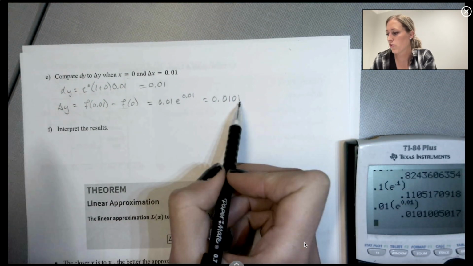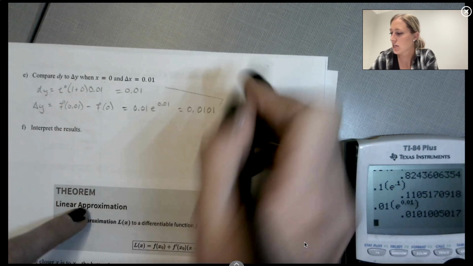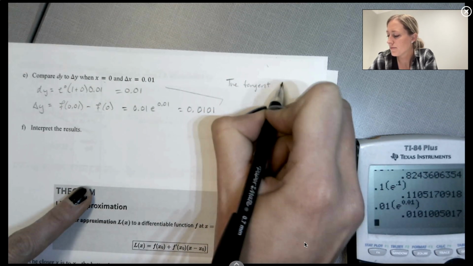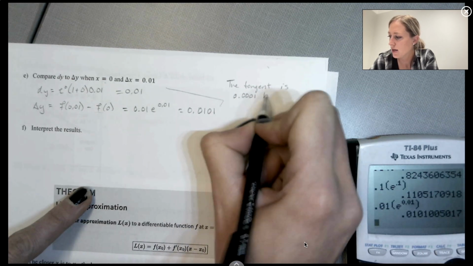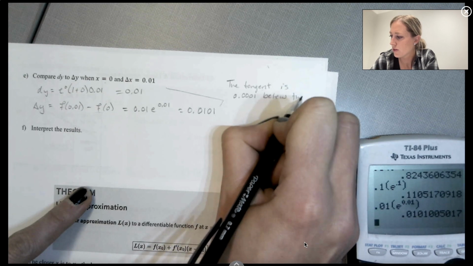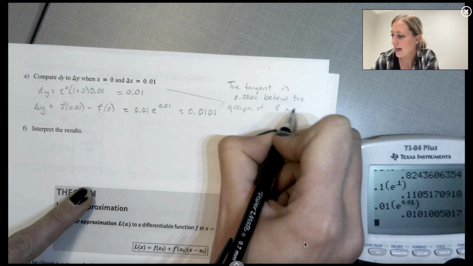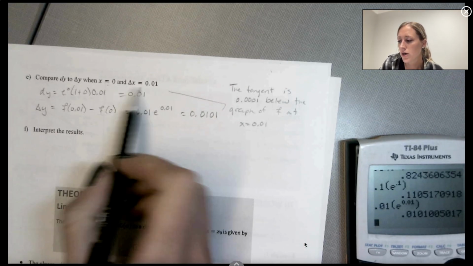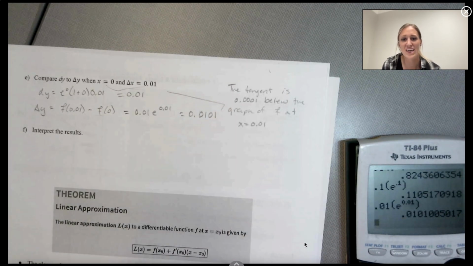Okay, so this is 1/10,000th different than this. So these are really, really close. But the tangent line is just slightly below, by a matter of 0.0001 below the graph of f at x equals 0.01. So you guys can see the closer that delta x gets to 0, so the closer these two numbers are together, the better approximation the tangent line is.